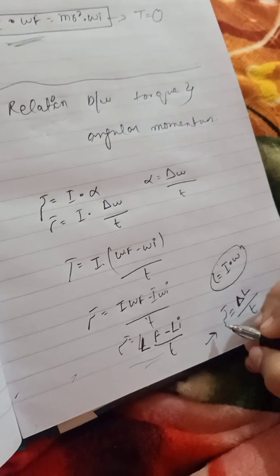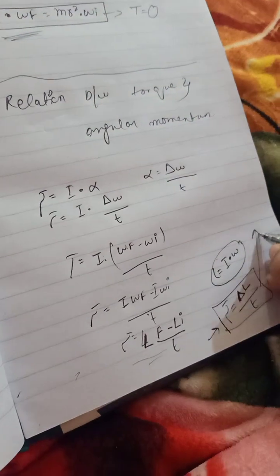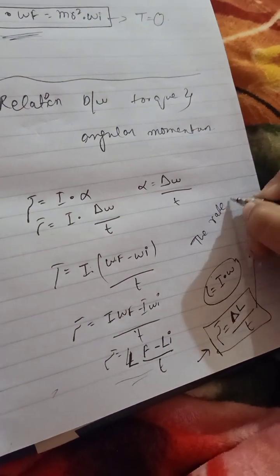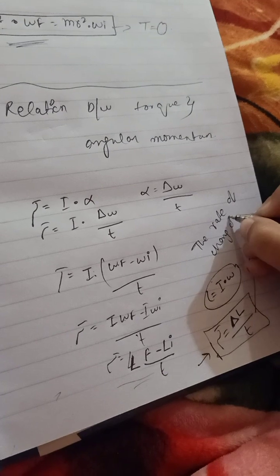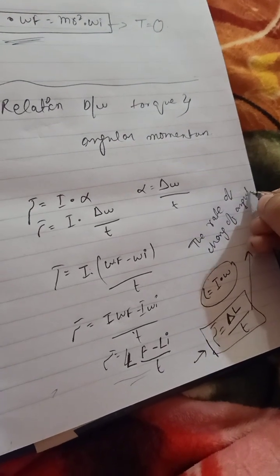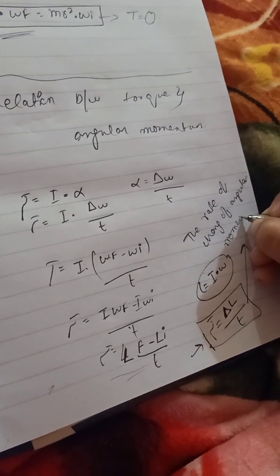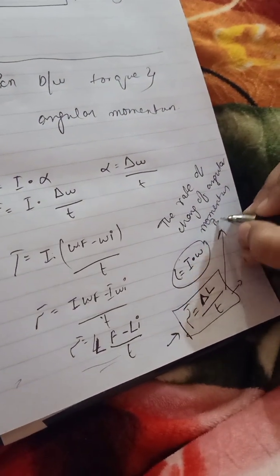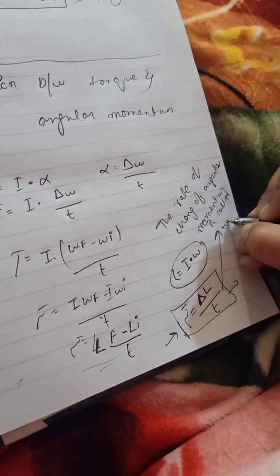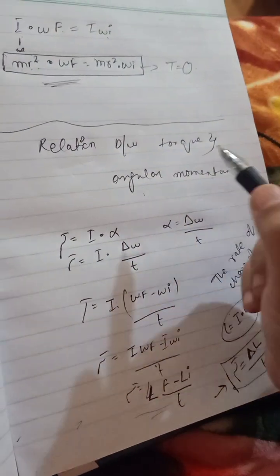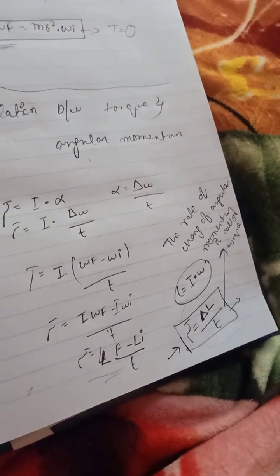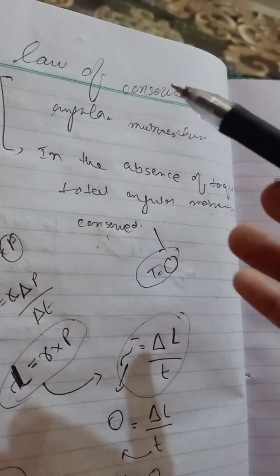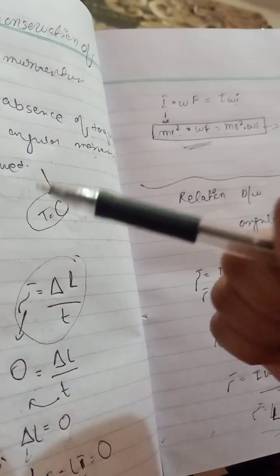So the rate of change of angular momentum is called torque. This is another formula of the torque. This was the relationship between the angular momentum and the torque. So this was the relation between the torque and angular momentum and the law of conservation of angular momentum. In the next video, we'll discuss equilibrium.